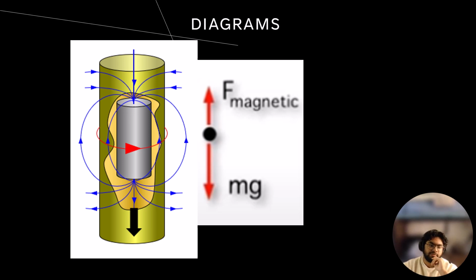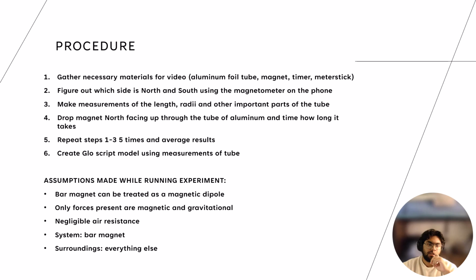You can see there's a lot of arrows here, but essentially the main point is that the magnetic force will be opposing the gravitational force as the magnet continues moving down the tube. Our procedure to start off: obviously gather the materials, then figure out which side is north and south, and then you drop the magnet through the tube with the north side up.